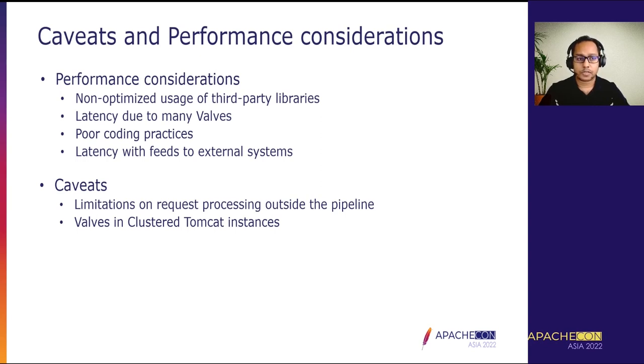Now let us look at a few caveats. Valves are placed in the request processing pipeline, but that is not the start of Tomcat processing an inbound request, right? As mentioned in the previous slide, the connector receives the inbound traffic. Only then does the request come to the pipeline. So for valves like the rate limiter valve, the connector and the server are the entry point to the request. It means it could be a bottleneck for the inbound traffic. So ensure to pay attention to this area as well.